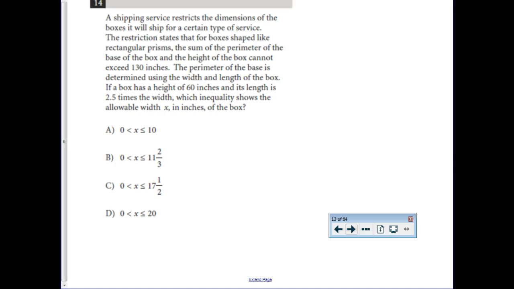A shipping service restricts the dimensions of boxes it will ship for a certain type of service. The restriction states that for boxes shaped like rectangular prisms, the sum of the perimeter of the base of the box and the height cannot exceed 130 inches. The perimeter of the base is determined using the width and length of the box. The box has a height of 60 inches, and its length is 2.5 times the width.